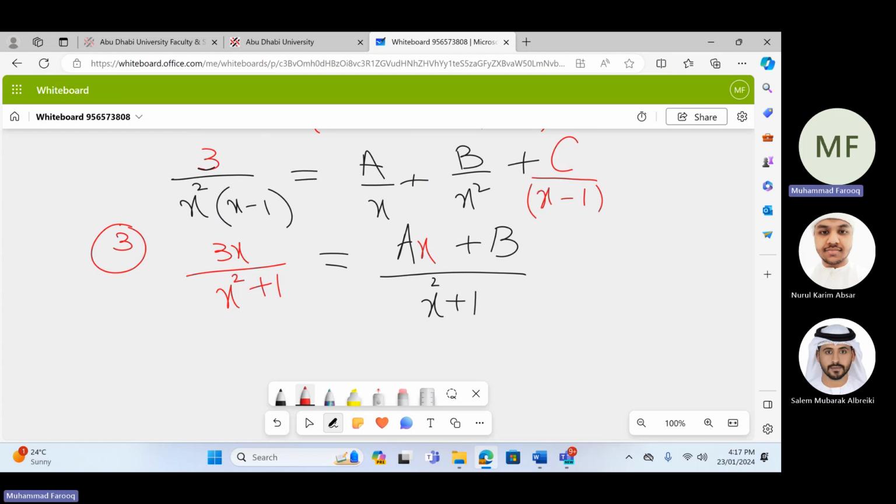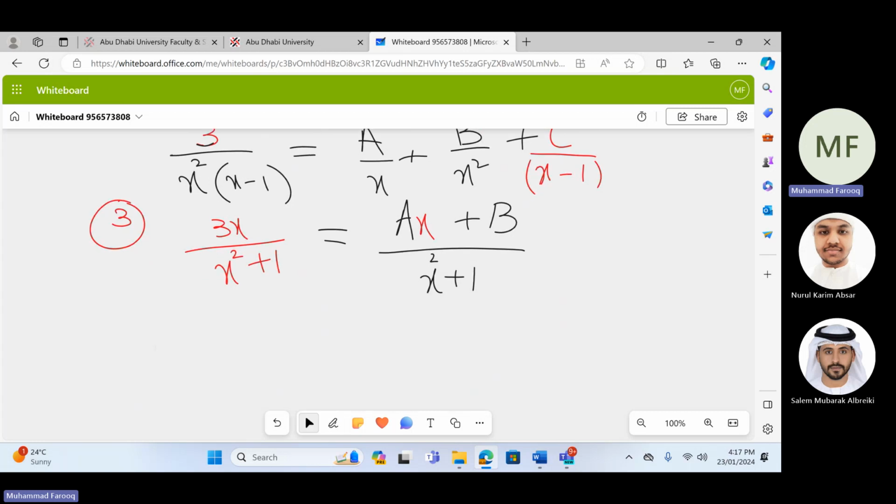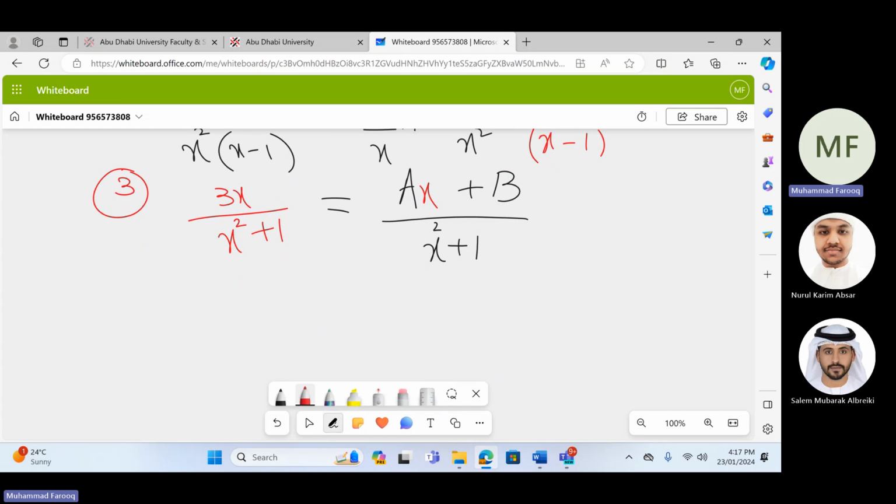Hope you understand. Let's take one more example. Same thing, I just give you an example. For example, you have a question like this: x squared divided by x cubed plus 1.